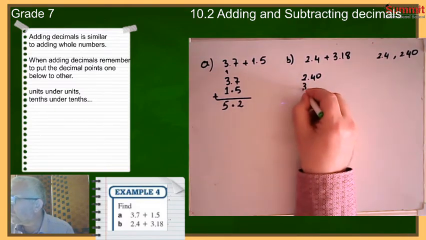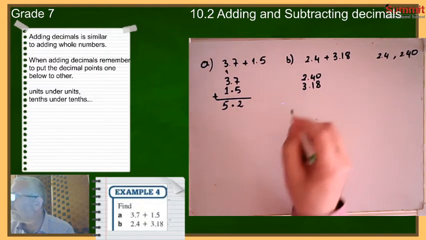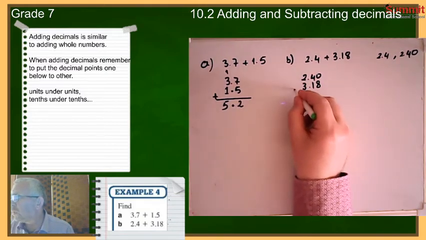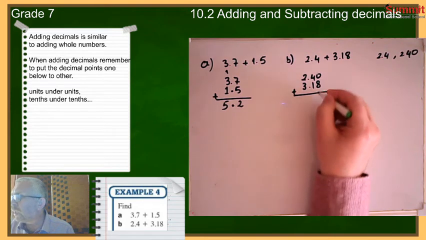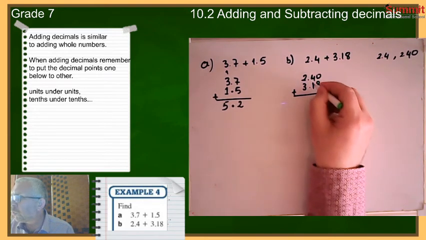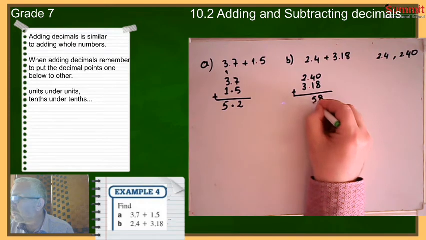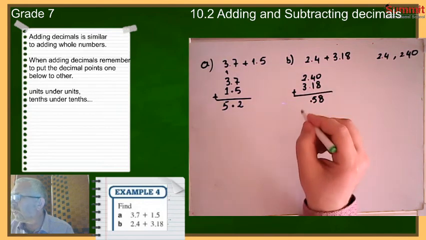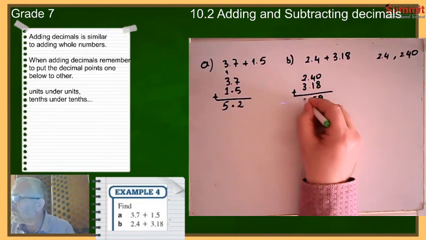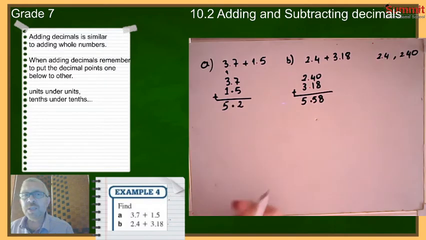plus 3.18. Now as you see, we can add them. 0 plus 8, it will be 8. 4 plus 1, it will be 5. Under decimals will be decimal. Under decimal points will be decimal point. 2 plus 3 will be equal to 5. The result is 5.58.